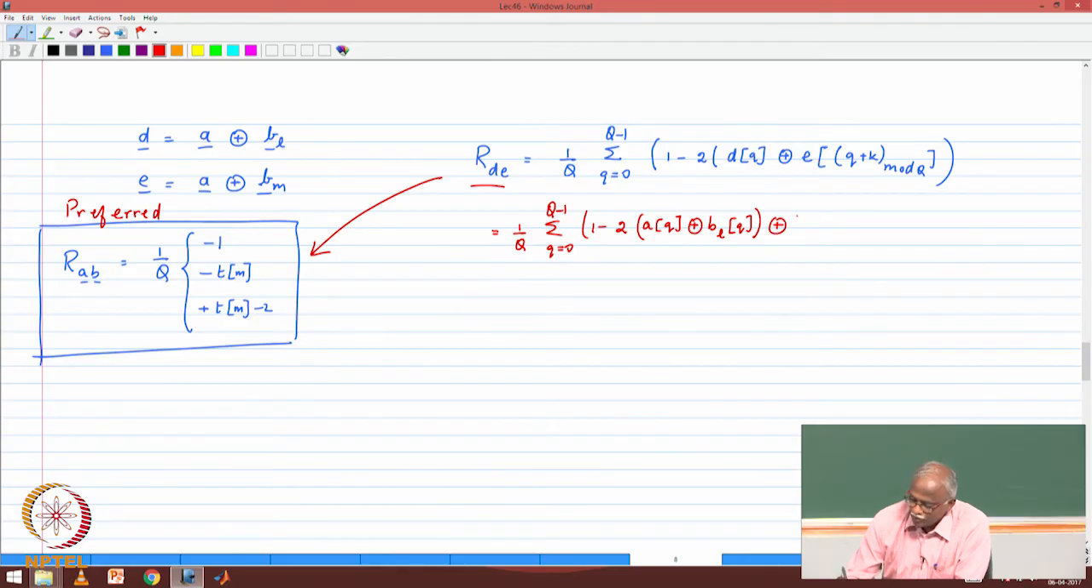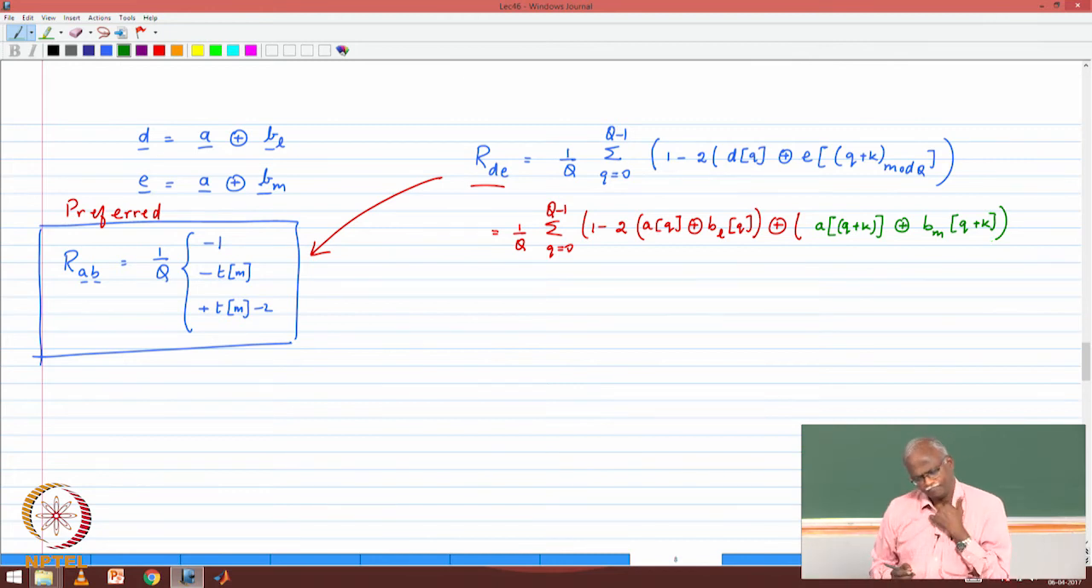Then exclusive or, substitute for E. E is A of q plus k, and remember that this has to be interpreted modulo q, exclusive or the second one, B of q plus k. Just substitute it. D and E were defined by the Gold-Kasami structure. I want to compute the correlation between D and E. You first write it in the bipolar form and then translate it into the binary form. I just wrote it straight in the binary form.